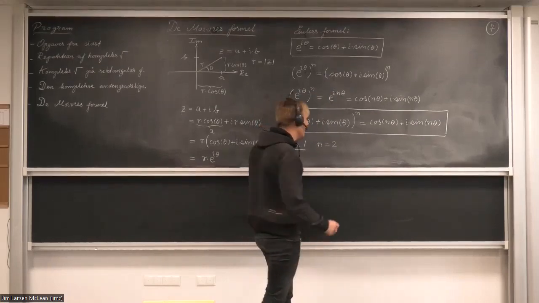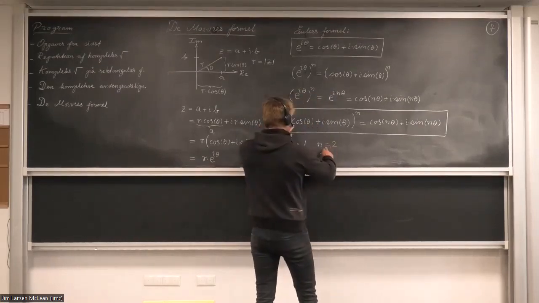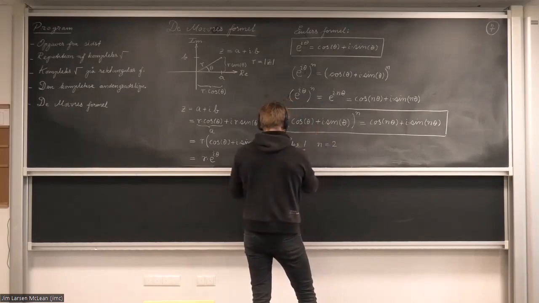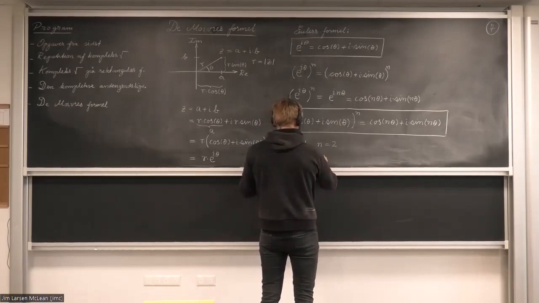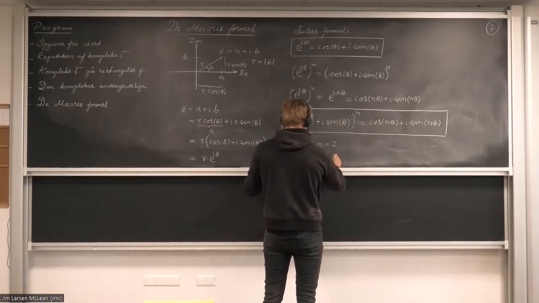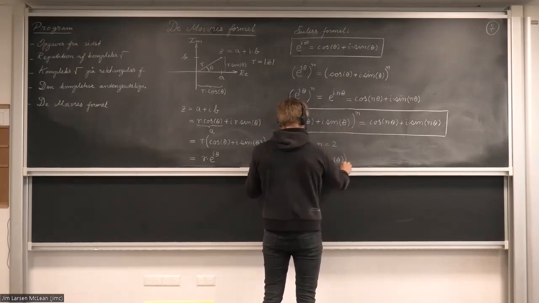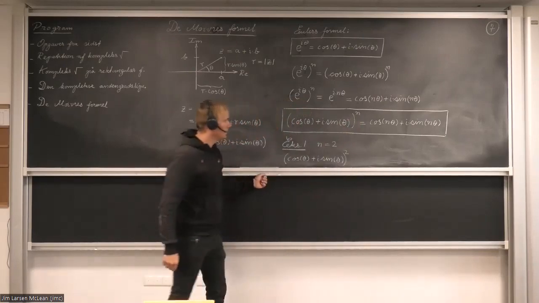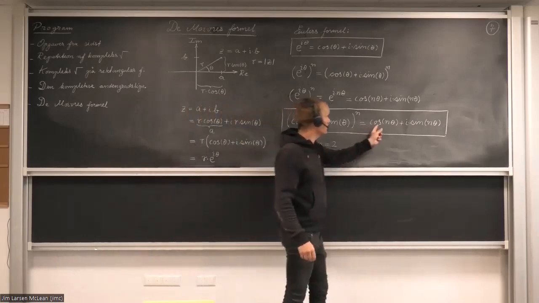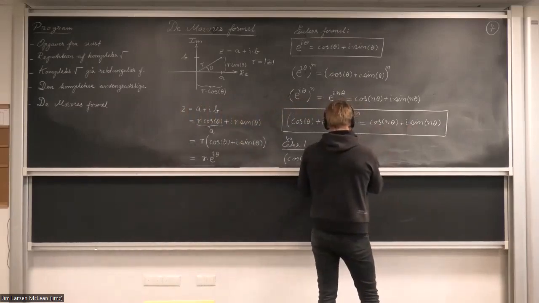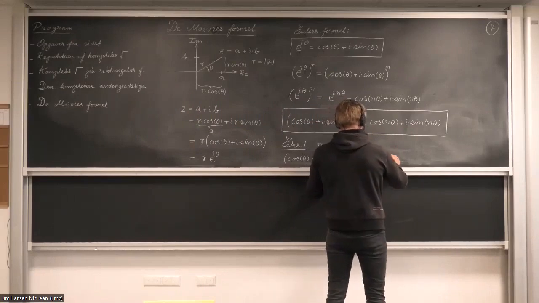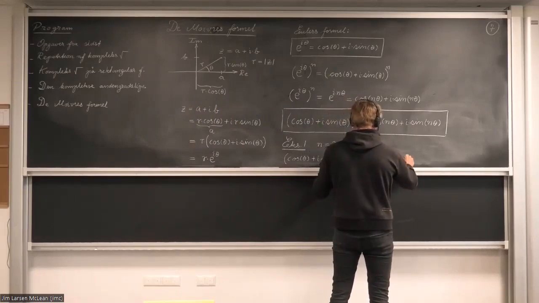Let's try that once. So if I now put n as 2, it would read cosine of theta plus i times sine theta, all of that squared. What would that be exactly? Well, it should match this over here. So I would get cosine of 2 theta plus i times the sine of 2 theta.